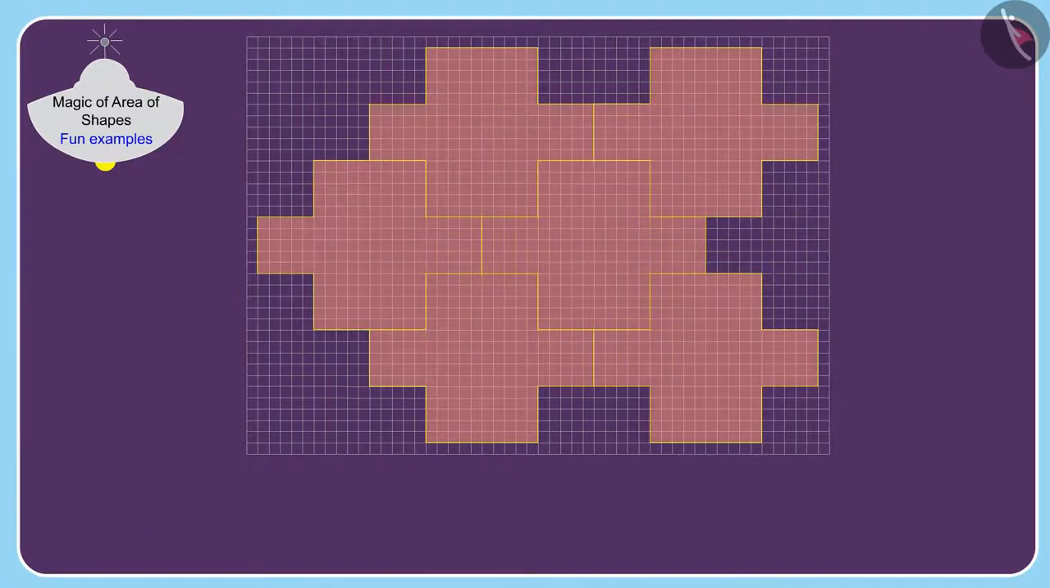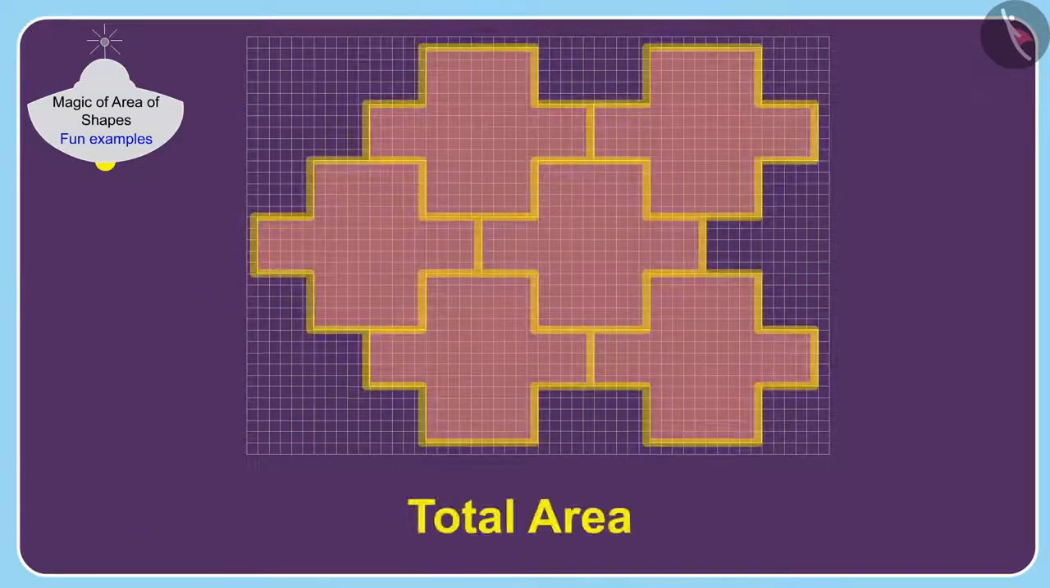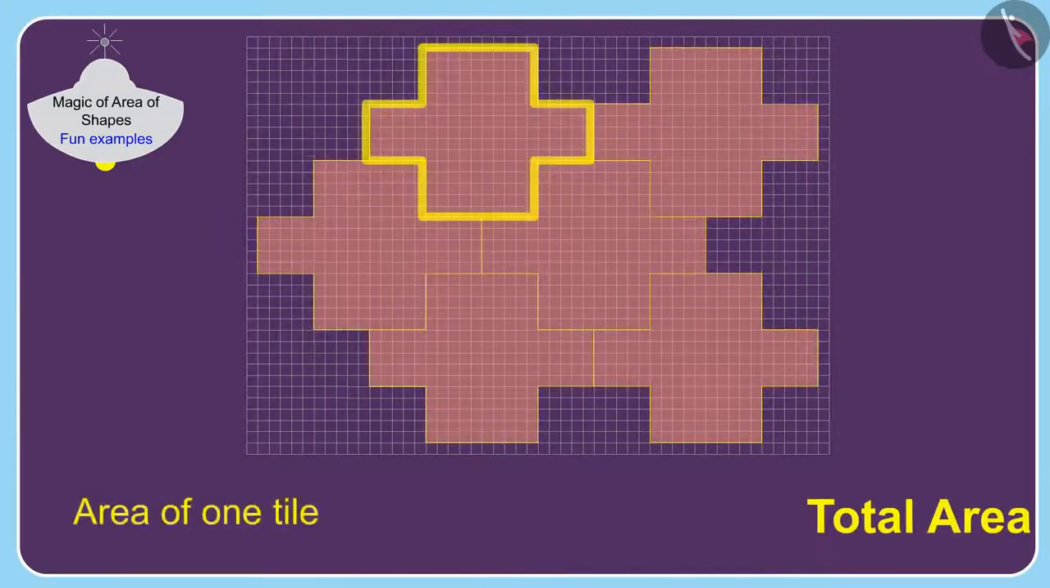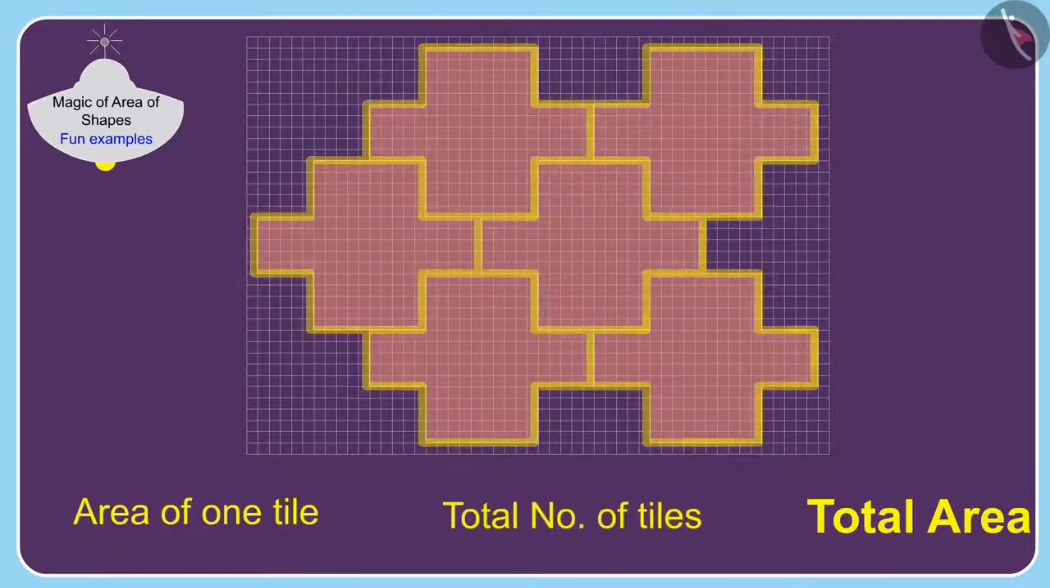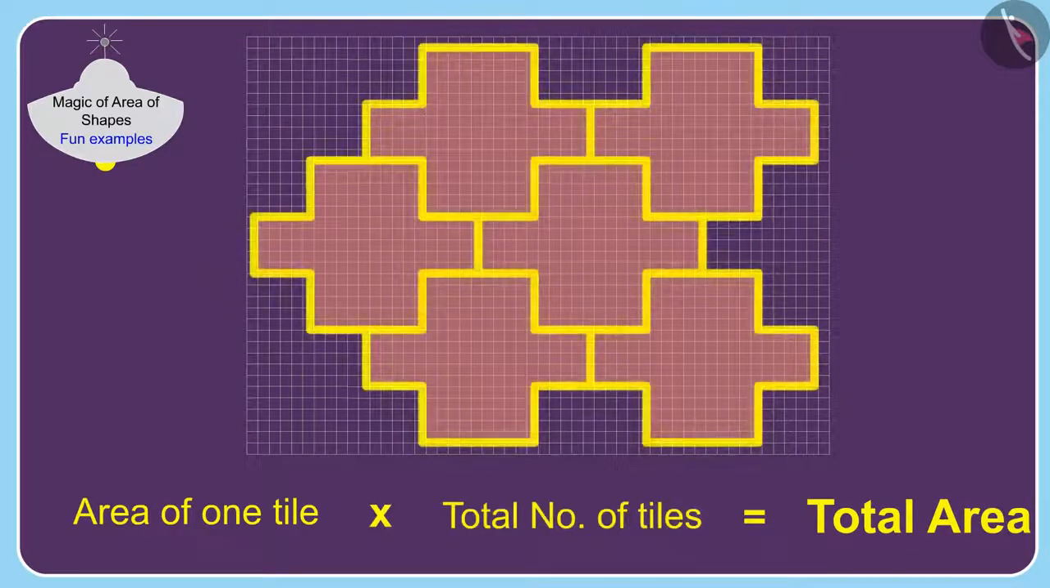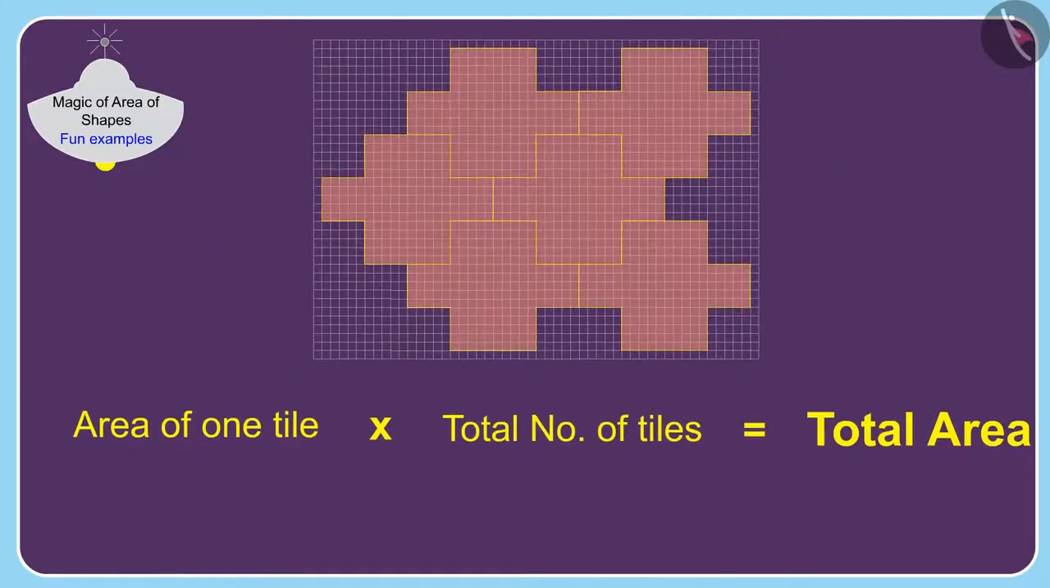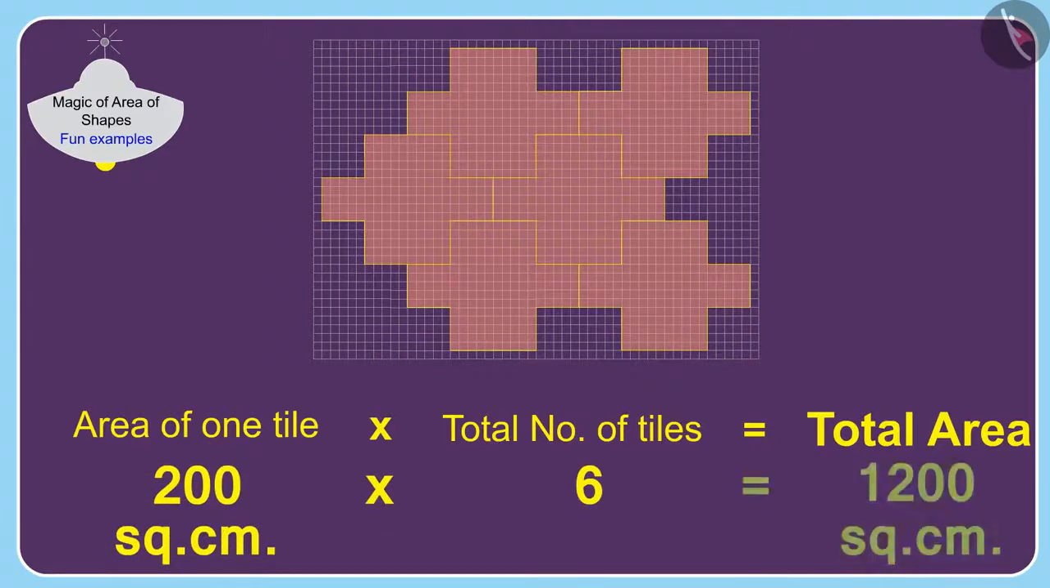Now it is very easy. To find the total area, we only have to multiply the area of one tile by the number of total tiles. In this way, the total area covered by the tiles will be 200 multiplied by 6, 1200 square centimeters.